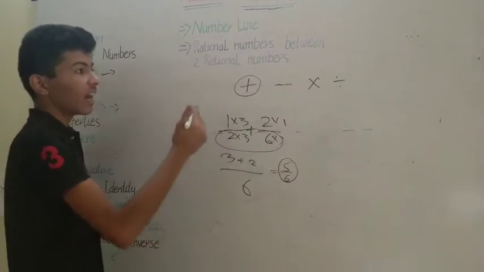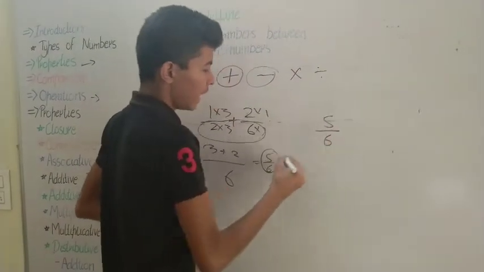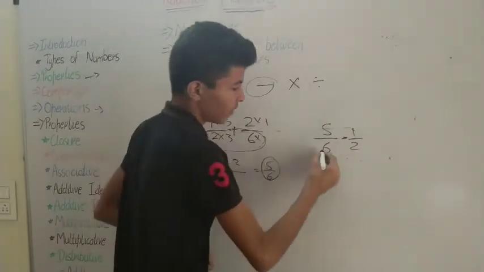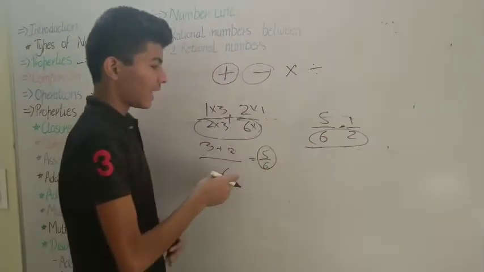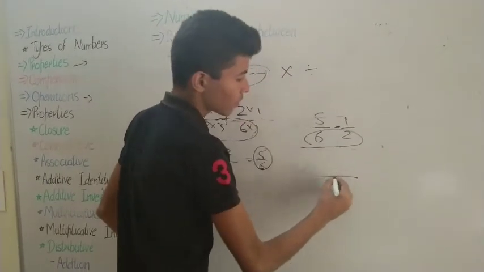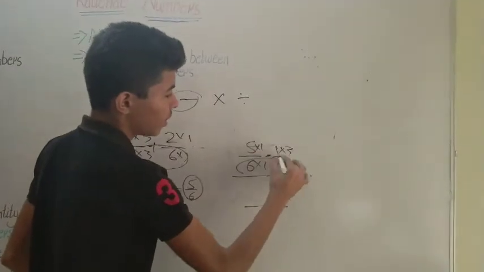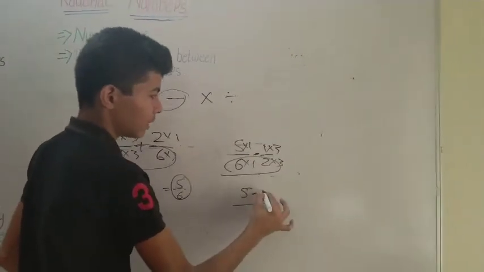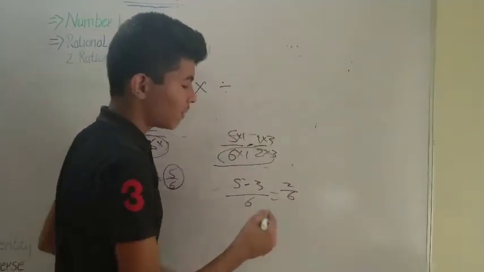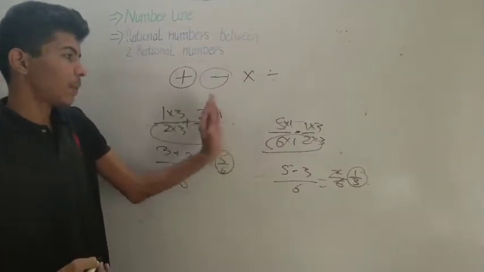In the same way, we can do subtraction. Let's take 5 by 6 and subtract 1 by 2. First we take the same approach as the addition one. Let's take the LCM, which would again be 6, then multiply by 1 and multiply by 3. So that is 5, and then minus 3, that is 2 divided by 6, and for simplification we can take this as 1 by 3. So this is how we can do subtraction also.